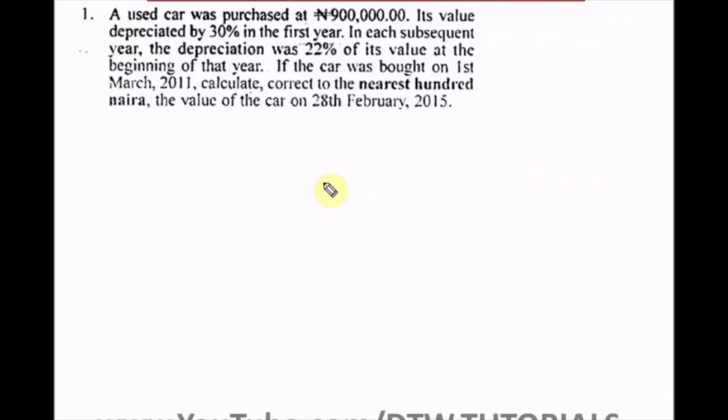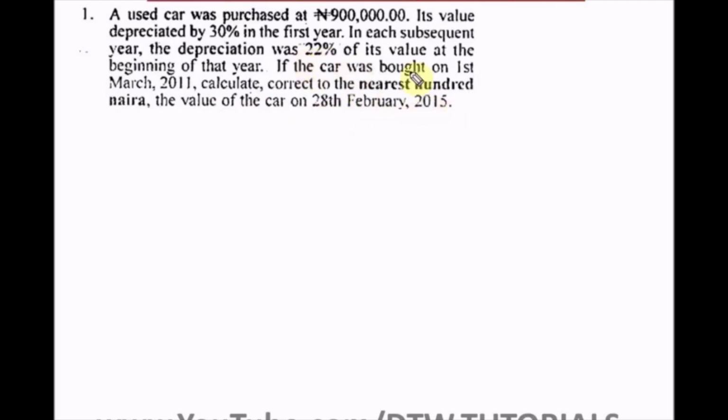Question 1 of the WAEC 2018 Mathematics past question says a used car was purchased at 900,000 naira. Its value depreciated by 30% in the first year. In each subsequent year, the depreciation was 22% of its value at the beginning of that year. If the car was bought on 1st March 2011, calculate, correct to the nearest 100 naira, the value of the car on the 28th of February.